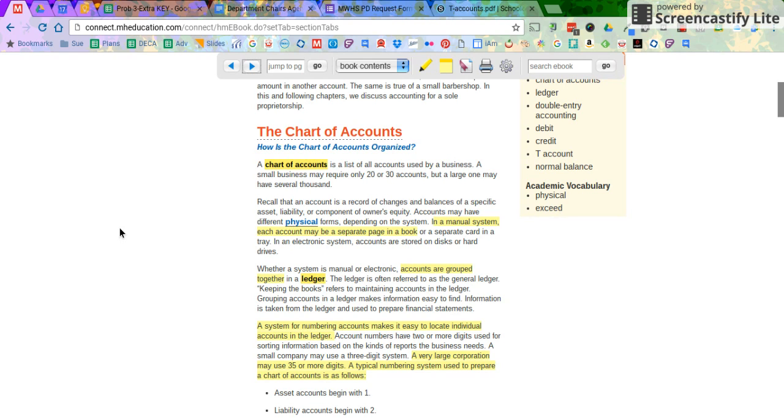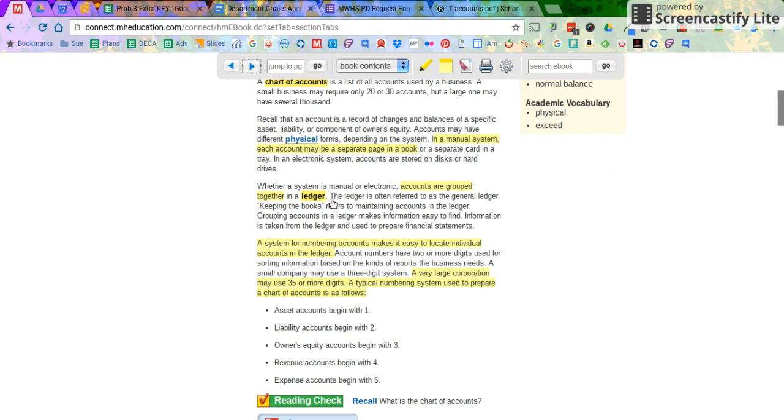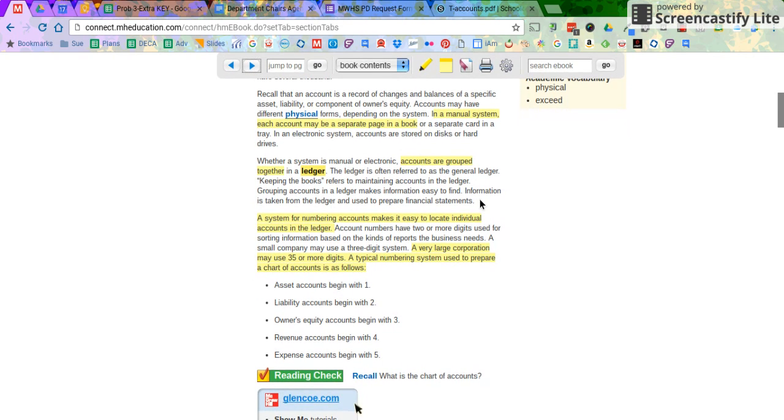So we're recording these changes in accounts. The book talks a little bit about a manual system, which doesn't really exist anymore, but it used to be a book. Cash would be on one page and capital on another page, or a card system. Basically, all this stuff is computerized now. We keep all these accounts in something called a ledger. The ledger is referred to as keeping the books when you're maintaining the ledger. It's a place to go where you need to find the balance of any account. You can find it at any time during the month in the ledger.